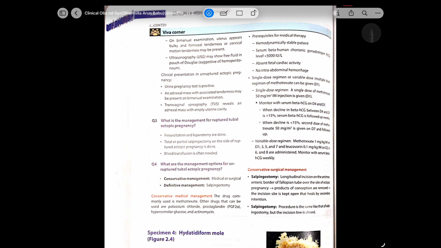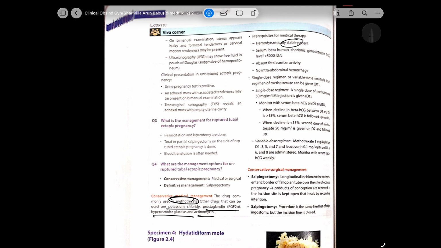What are the management options for unruptured tubal pregnancy? Conservative management, medical or surgical, and definitive management, salpingectomy. So what is conservative medical management? The drug commonly used is methotrexate. Other drugs that can be used are potassium chloride, prostaglandin, hyperosmolar glucose, and actinomycin. Prerequisites for medical therapy: hemodynamically stable patient, serum beta human chorionic gonadotropin (hCG) level less than 5000 IU per liter, absent fetal cardiac activity, no intra-abdominal hemorrhage.